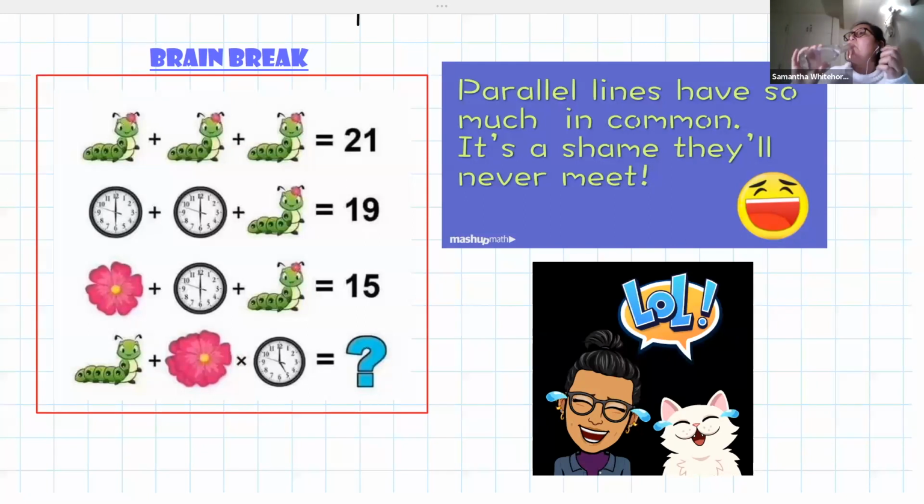And that joke is really funny. I hope that all of you get it. It's one of those jokes that you just read and you're like, oh my word. Those kind of jokes. Parallel lines have so much in common, and they do. It's a shame they'll never meet.